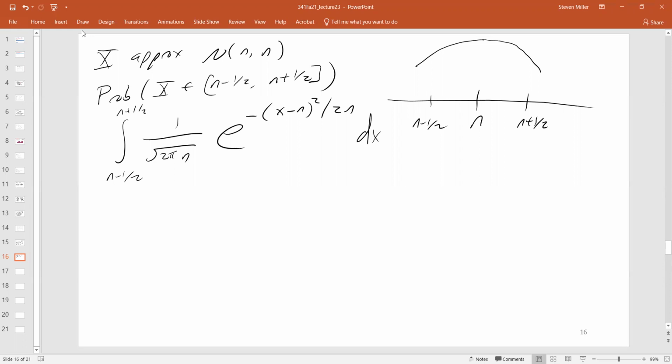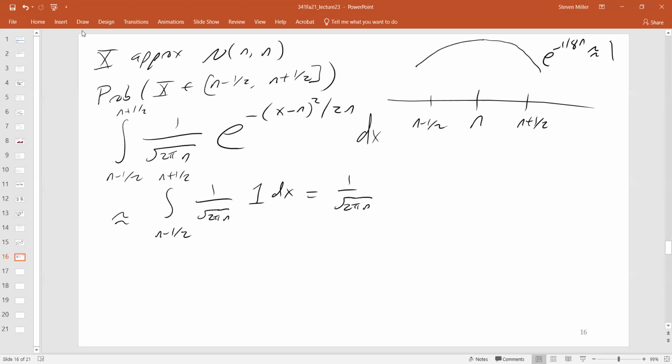When n is huge, e to the negative 1 over 8n is approximately what? Not 0. It's approximately e to the 0. It's approximately 1. There's really no change as we go from n to n plus 1/2. The change is negligible. So this is approximately the integral from n minus 1/2 to n plus 1/2 of 1 over square root of 2 pi n times 1 dx, which is just going to be 1 over square root of 2 pi n.